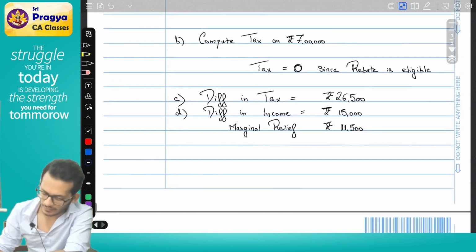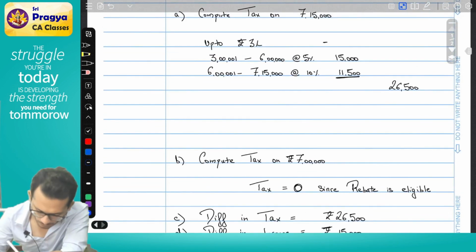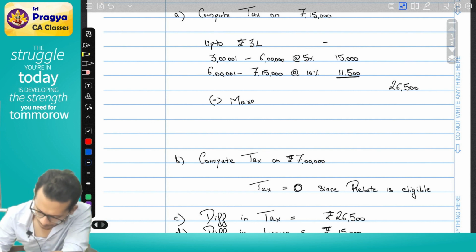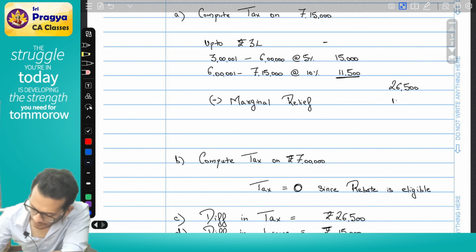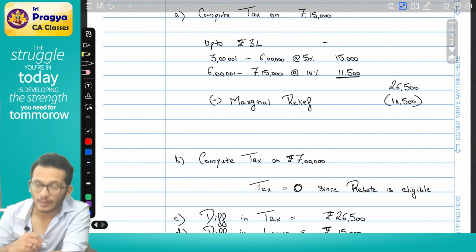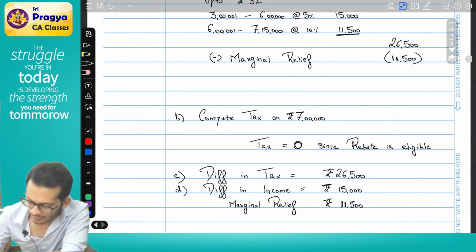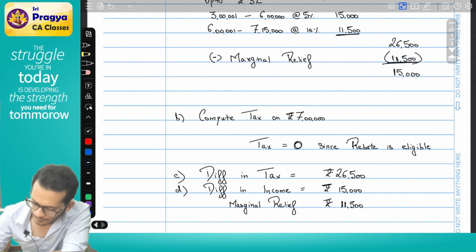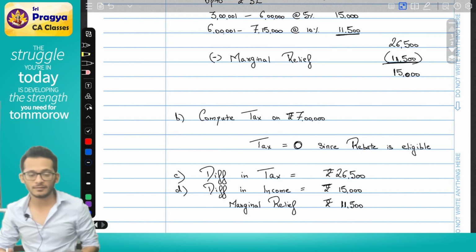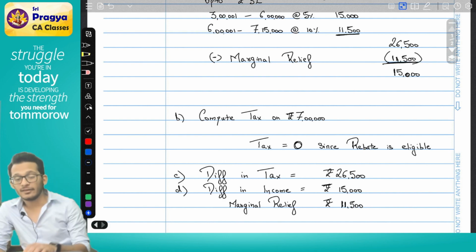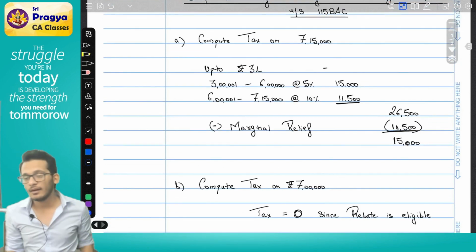Yes. Rahul, I am going to give now a marginal relief of 11,500, ending up in a tax payable of 15,000. Rahul, how do I check if my answer is right?